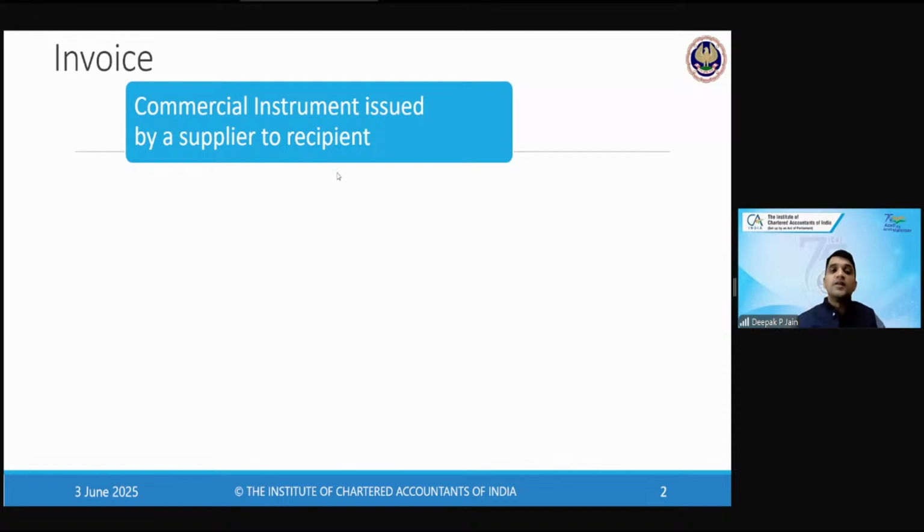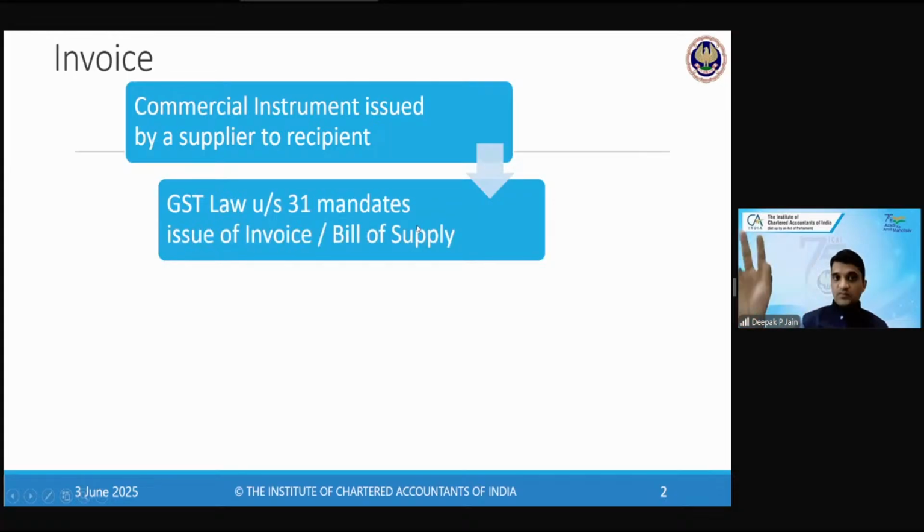So it's a commercial instrument, because even if GST law wasn't there, or there were no taxation on any commodity, still there has to be a document. That's why, to bring that commercial angle or to convert the commercial transaction between us, this invoice will be issued. So it's a commercial instrument which is issued by a supplier to the recipient.